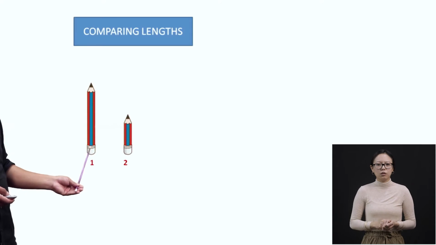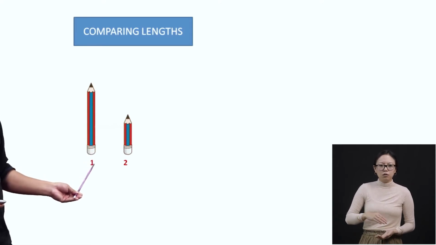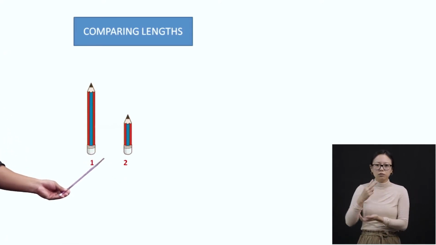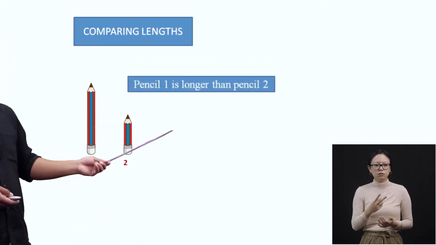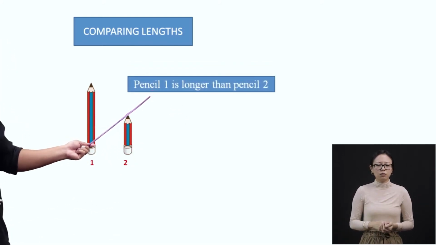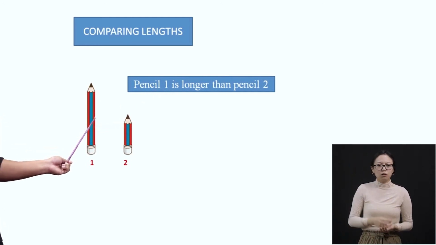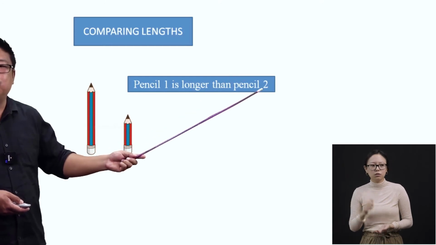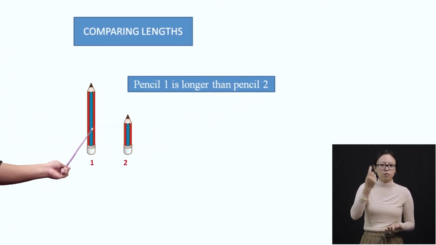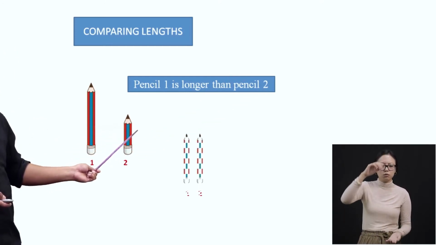If you look at the pencil 1 and pencil 2, let's try to identify which is longer and which is shorter. So first we will write pencil 1. That means the first one is longer than pencil 2. Okay, children? This pencil 1 is longer than pencil 2.